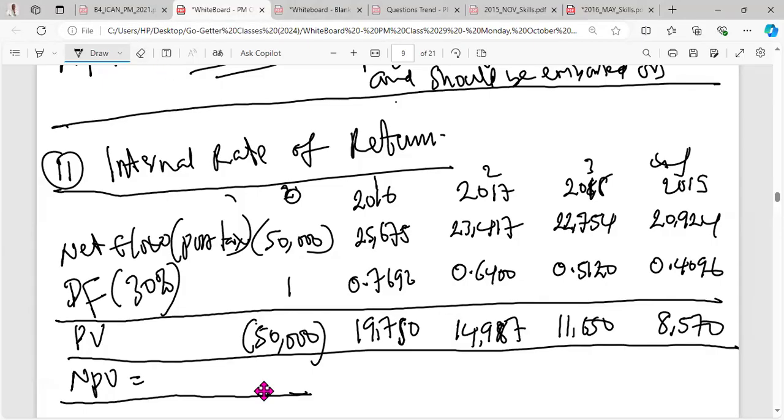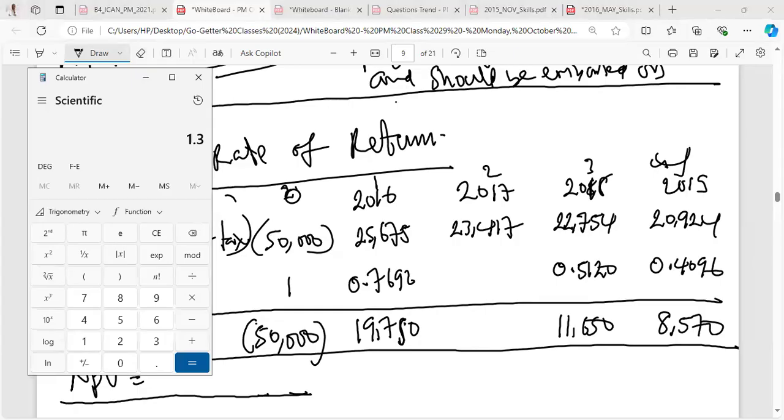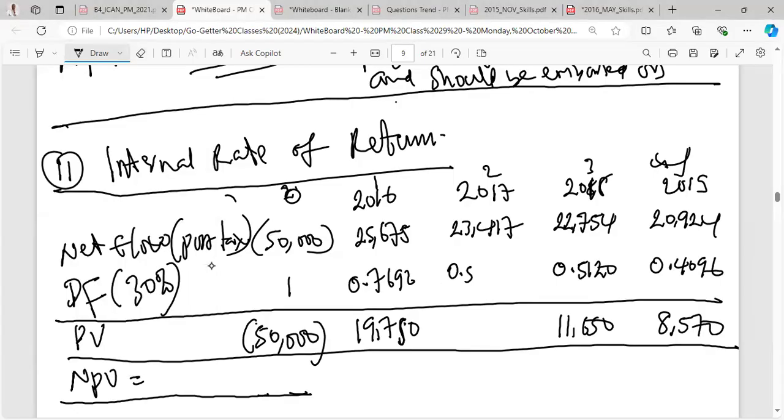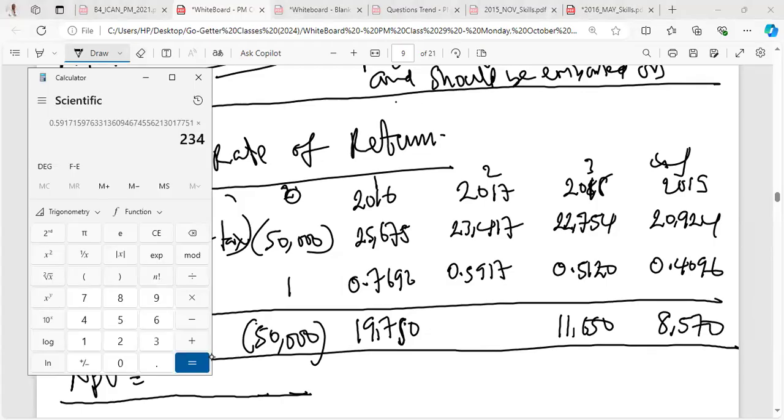So I'm going to be cleaning this and this. So we have 1.3 raised to power minus 2, 5917. Multiply it straight with 23,417. That's 13,856.